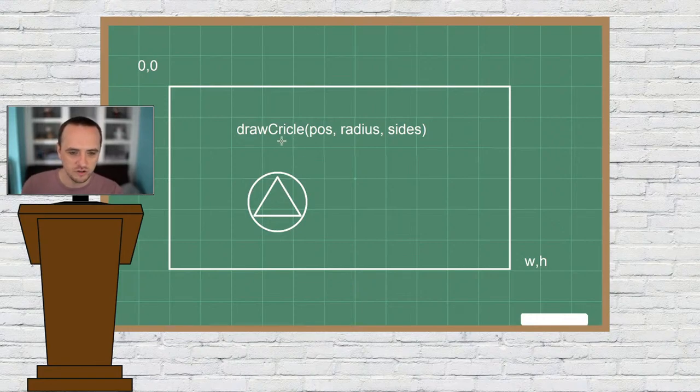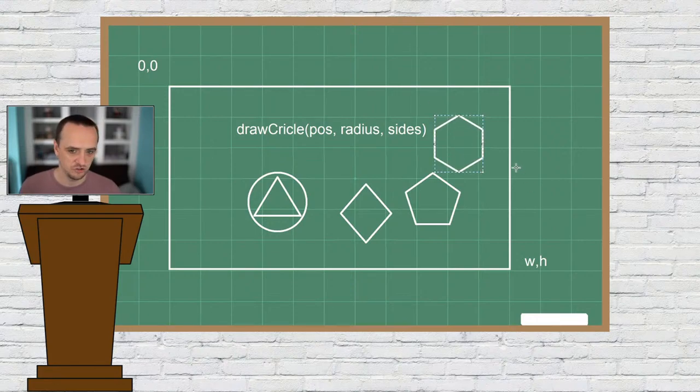Someone out there is saying draw circle. Okay, yeah, so I have a typo there. It's fine. You understand, I hope, what this is doing. So that's what happens if I pass three in for the sides. Okay? If I pass four in for the sides, you'll get this shape. If I pass 5 in for the sides, you'll get this shape. If I pass 6 in for the sides, you'll get this shape.